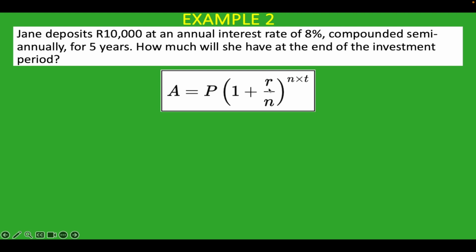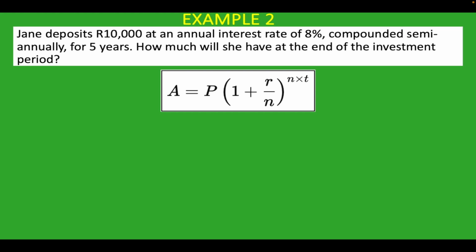What is our R there? Remember, we have to put it as a decimal. Our R is going to be 8%, but to put it as a decimal, 8 divided by 100, that is 0.08, and then we divide that by N. What is our N? Our N is the number of compoundings per year. And what are we told here? We're told that it's at an annual interest rate of 8% compounded semi-annually. So if it's semi-annually, how many times is that per year? That is 2 times per year. And so our N, our compoundings per year, is going to be 2.